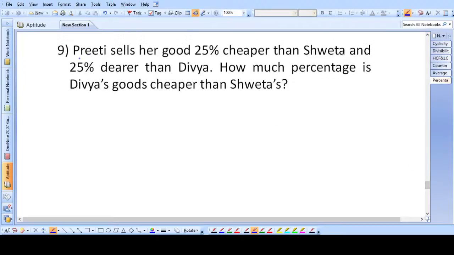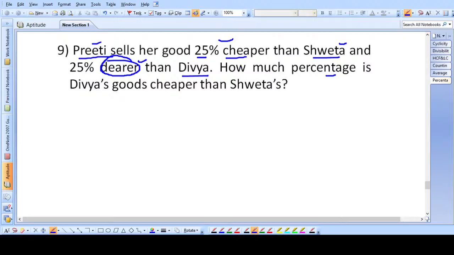Okay, so Preeti sells her goods 25% cheaper than Shweta's. So Preeti is selling something which is 25% cheaper than what Shweta has been selling, and 20% dearer than Divya. Now what is the meaning of dearer? Dearer means more, like cheaper is less, dearer means more. Don't get confused with the words. Have the concept of the words clearer.